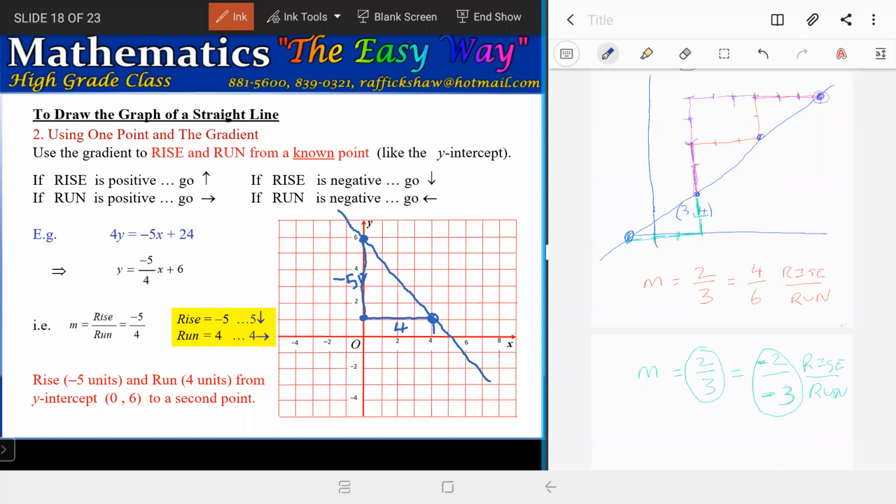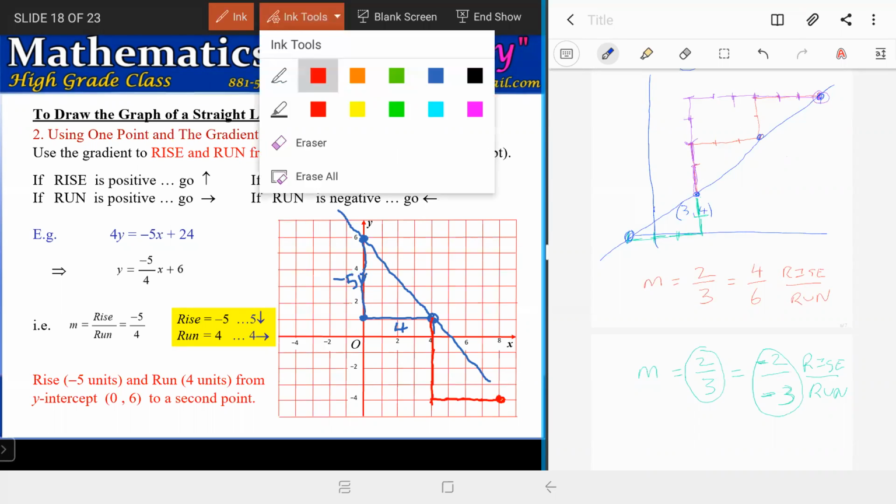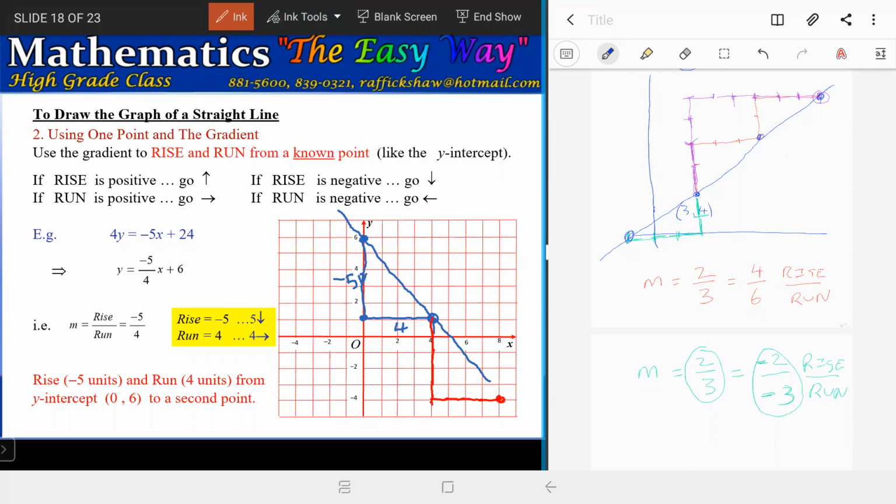Right? 1, 2, 3, 4, 5. Run 4 now. 1, 2, 3, 4. So that's another point on the line. So the line there, you can see it. The line is passing through that as well. See there?